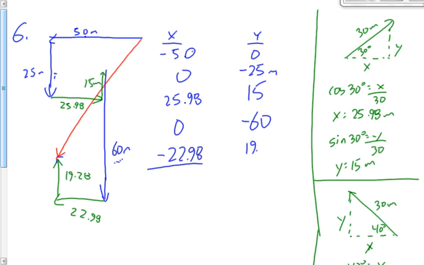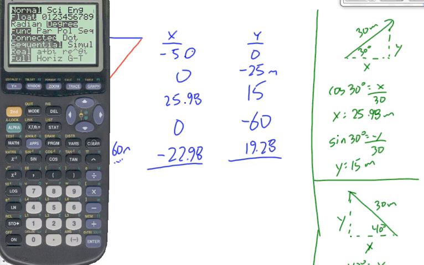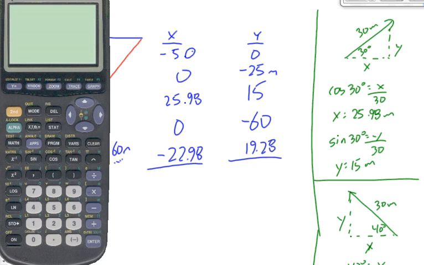19.28, good. Now we got to add these together, and sometimes the math is a little bit easier than it is for this one. Not a big deal, though. Just pull out the calculators for it. We got neg 50 plus 25.98, subtract 22.98. Can't even subtract on my calculator. What's wrong here? Oh, subtract. Negative 47.